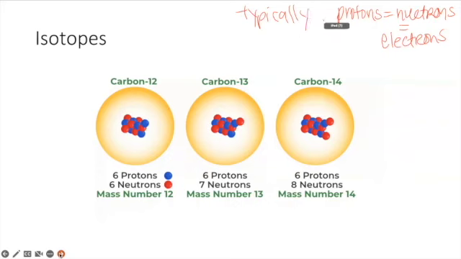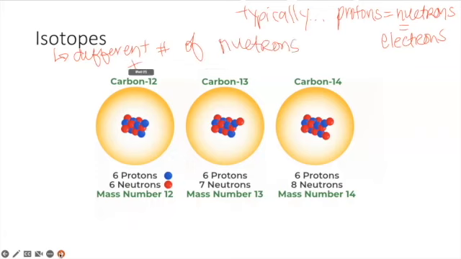But isotopes are these special cases where we have a different number of neutrons than protons. So basically, when P does not equal N. Okay, so here's some examples.